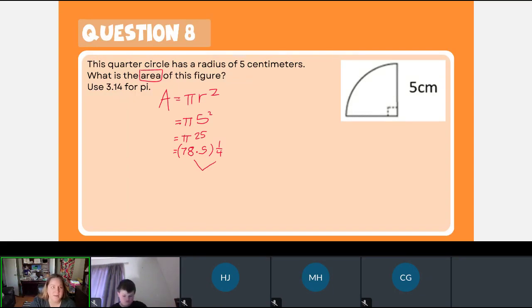So y'all multiply 78.5, and I'll do a decimal just because it's easier to multiply, 0.25, that's the same as a fourth. And tell me what you get. Very good, Skylar. You should get 19.625. Circle that. That would be your final answer for the area.